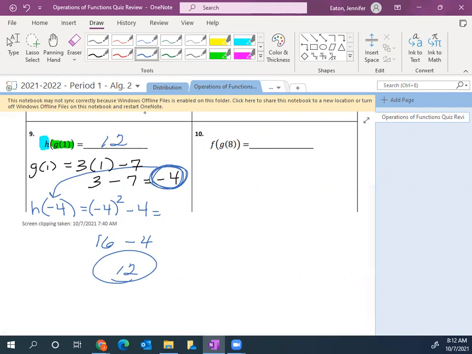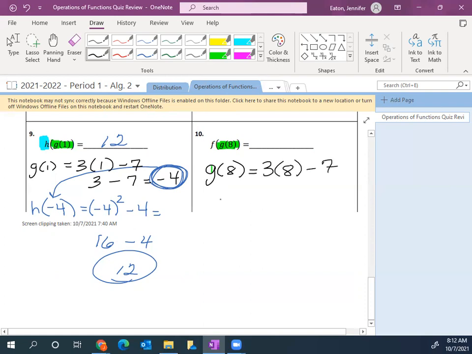We have one more problem left to do. Again, it's with the numbers. So we've got to solve this first. So we've got g of 8. So we plug 8 into our g equation. The g equation is 3x minus 7. So I'm going to say 3 times 8 minus 7. What's 3 times 8? 24 minus 7. What's 24 minus 7? 17. Very good.